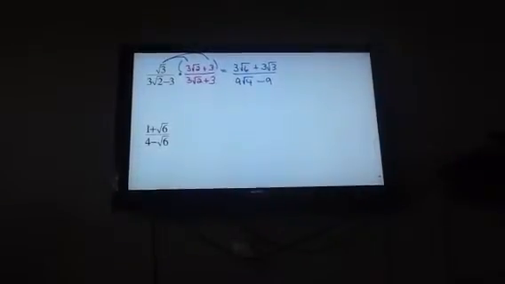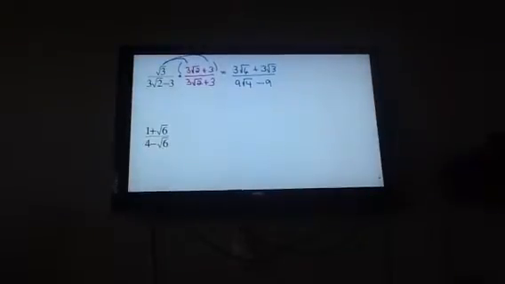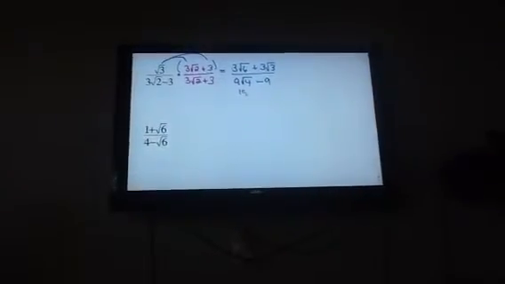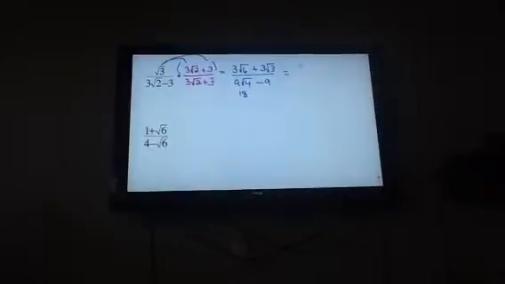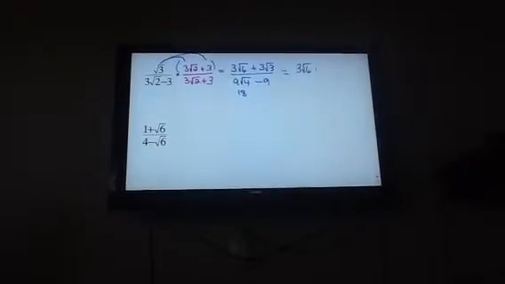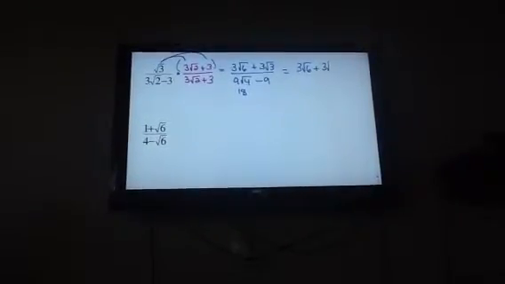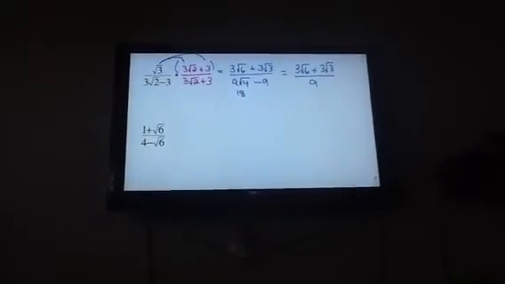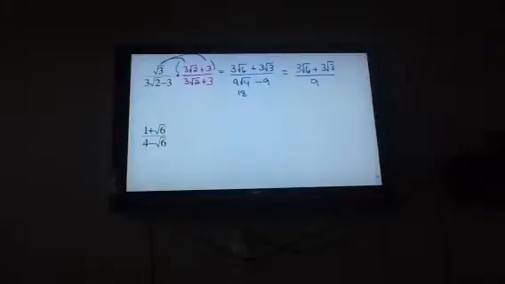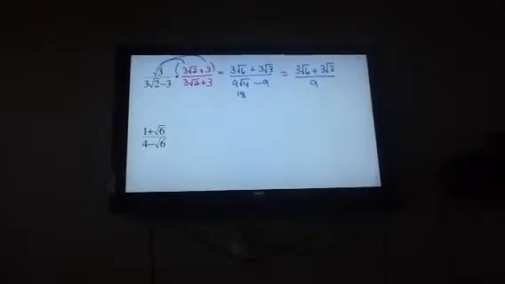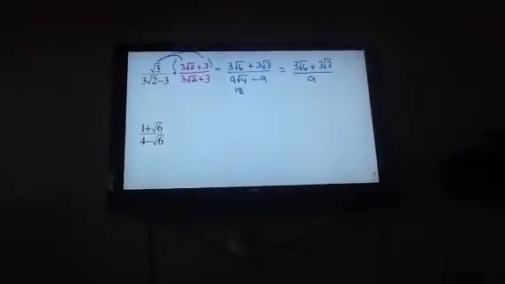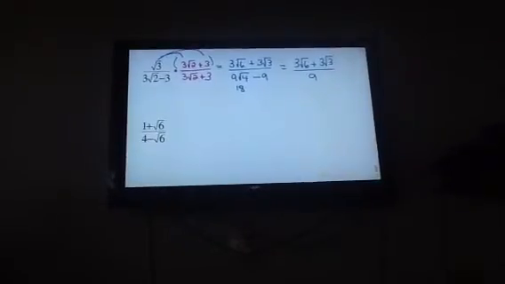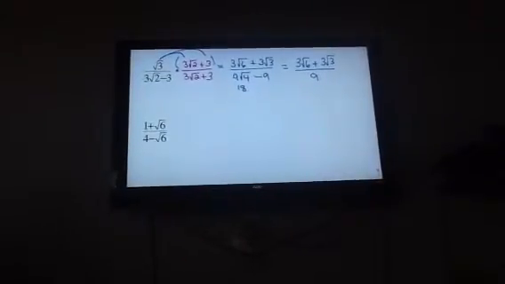Simplify. The square root of 4 is 2, times my 9 is 18. So I get 3 square root 6 plus 3 square root 3 over 18 minus 9, which is 9. I'm not finished. We've eliminated the radical though. That was our goal for rationalizing. You then need to see at this point if you can reduce it.